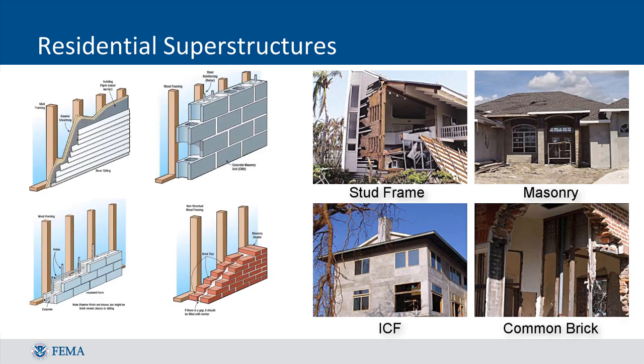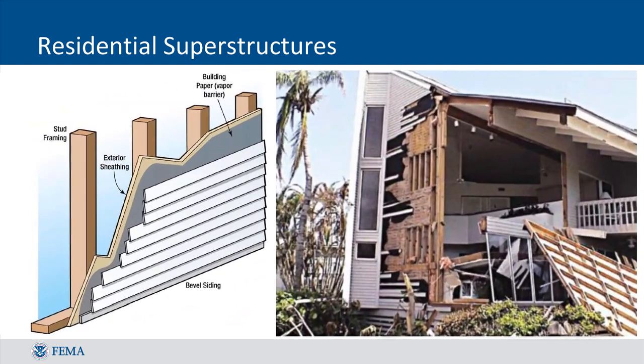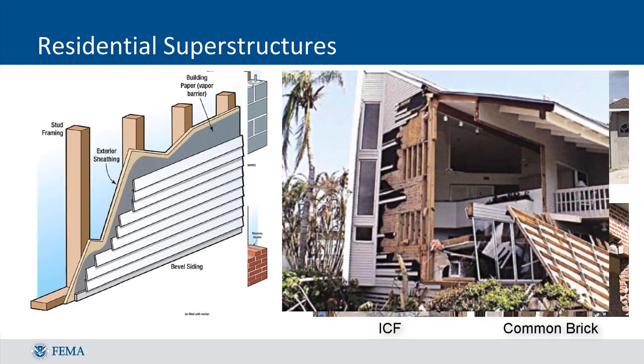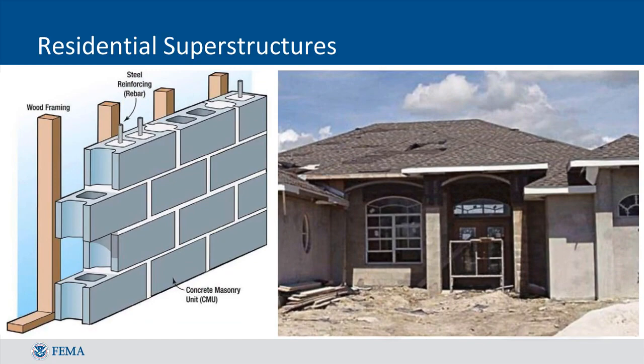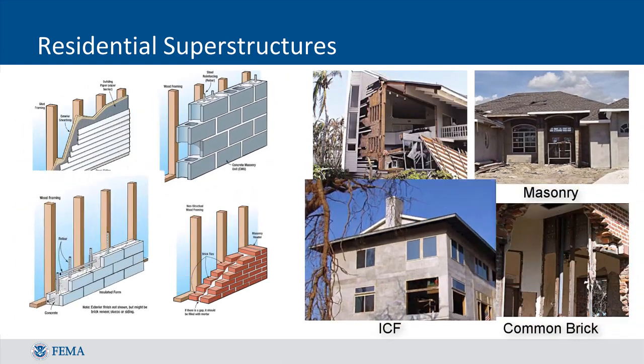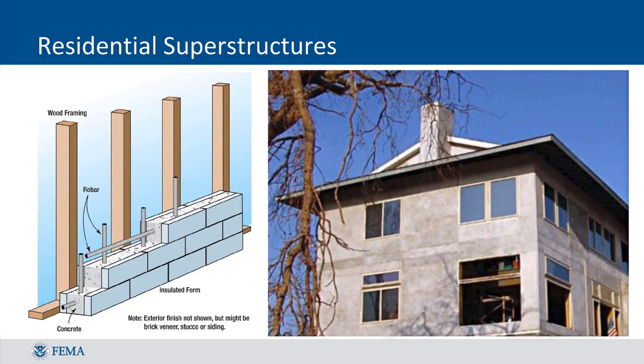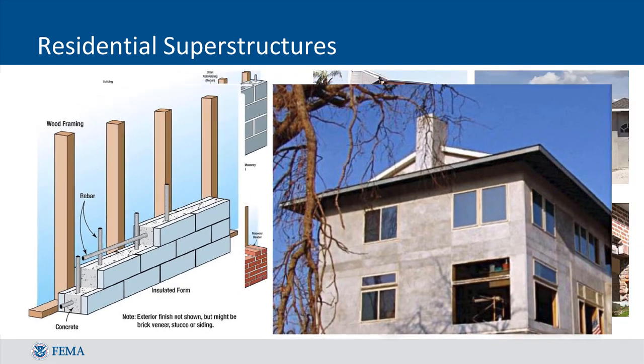Here we can see examples of each of the different superstructure types and note some important differences between those types. A stud-frame structure uses wooden studs as the primary support system, and exterior siding is generally applied as the covering on the outside. Masonry construction uses concrete masonry units, or CMUs, that are stacked and mortared together, while ICF uses a synthetic forming system that is filled with concrete to provide structural support.